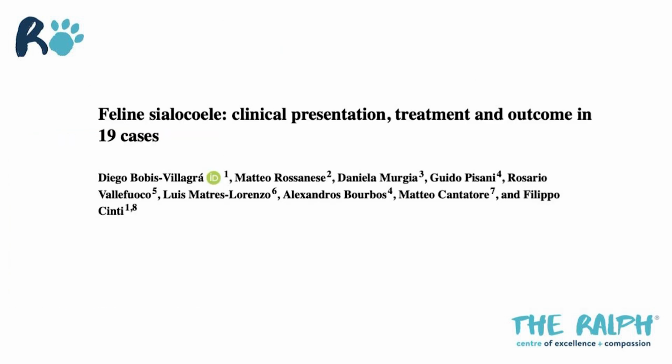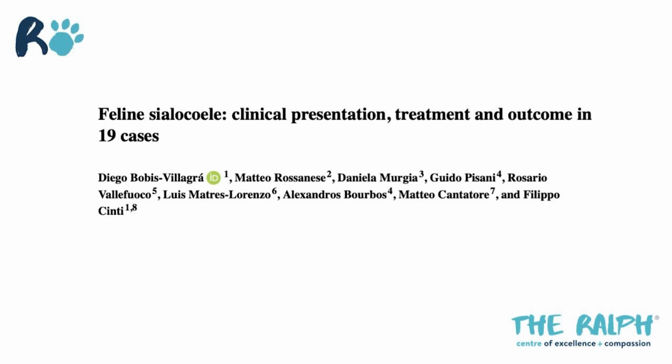What about cats? It's very rare to have sialoceles in cats. This is the study that included 19 cases, the largest case series of cats with saladenectomy. So you can imagine it's not something that we see frequently. Personally, I have not seen one. I would love to see one at some point.